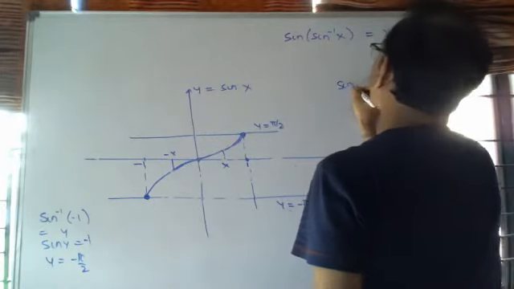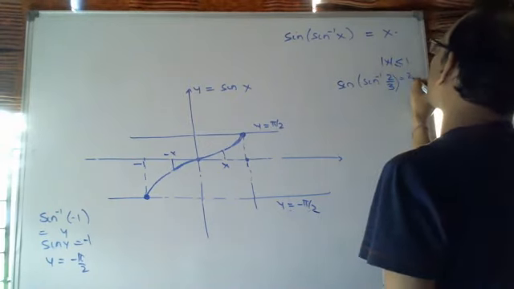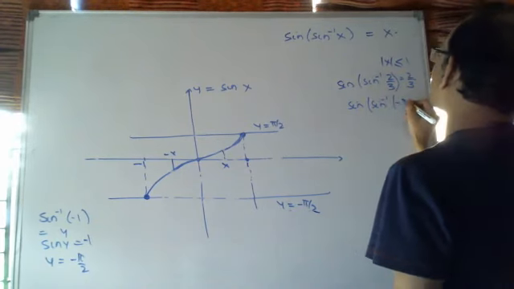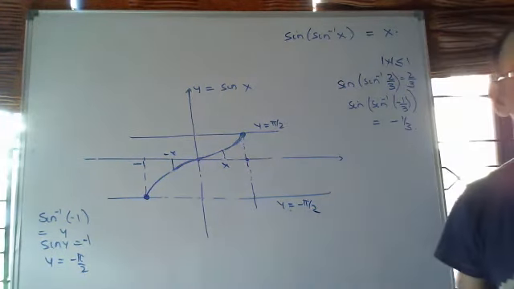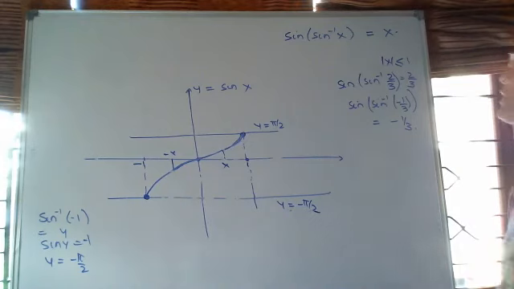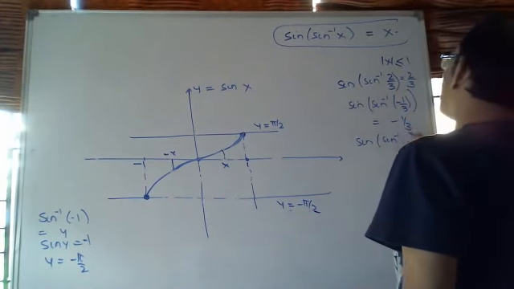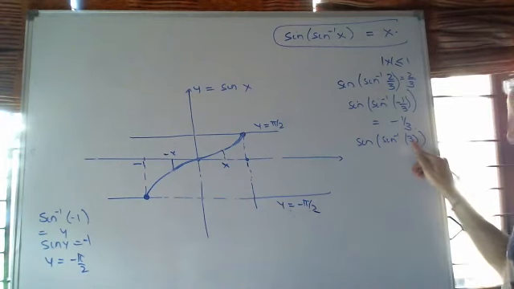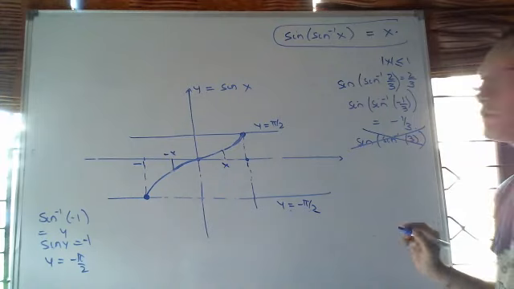Sine of sine inverse 2/3 will always be 2/3. Sine of sine inverse minus 1/3 will always be -1/3. What about sine of sine inverse 3? Undefined, because sine inverse will act only on the numbers that lie in the interval -1 to +1. This is not possible.